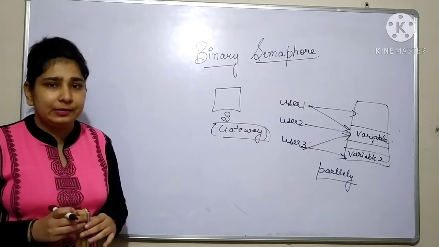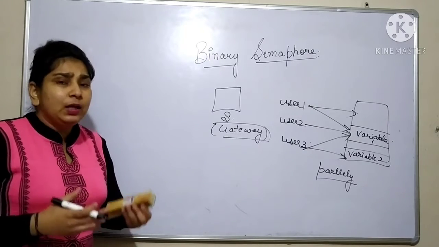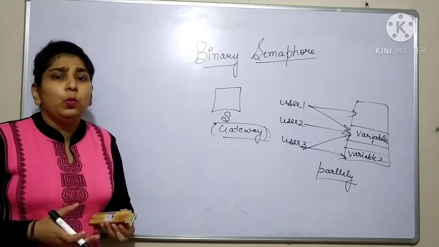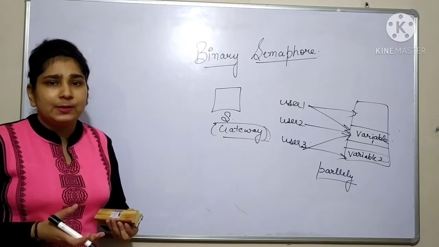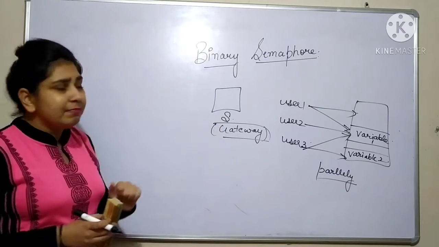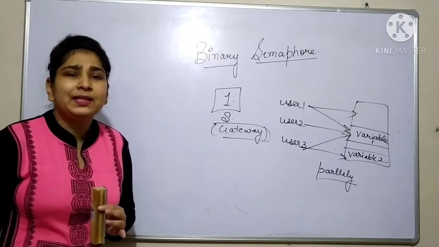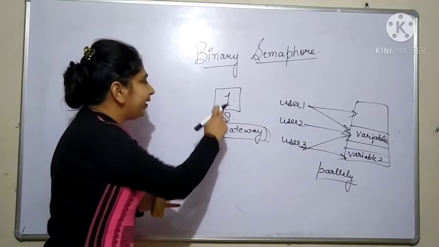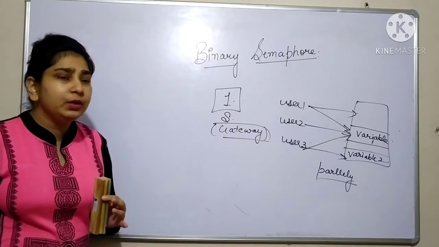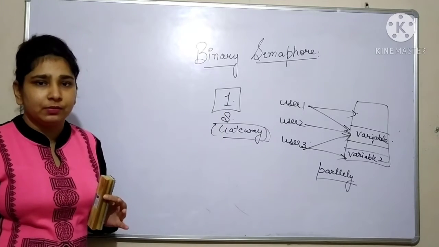We live in the world of the internet. At one particular point of time, a lot of people try to access the same files. So that's why this semaphore is actually your gateway. What is the meaning of semaphore variable value 1? Value 1 means only one user request can enter into the critical section.